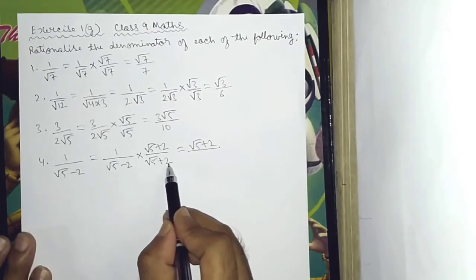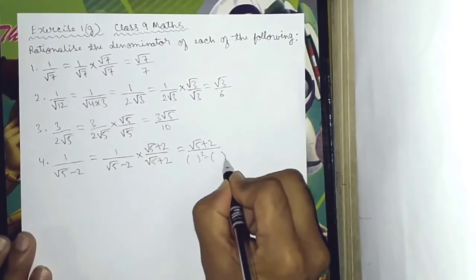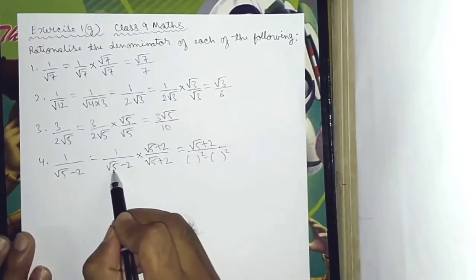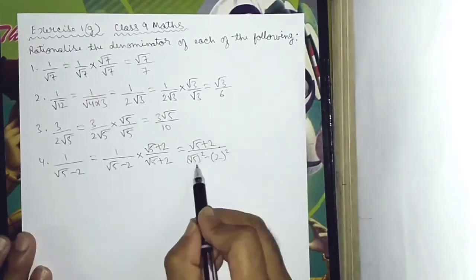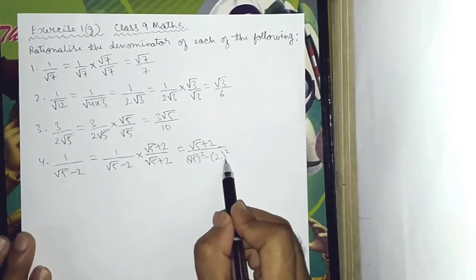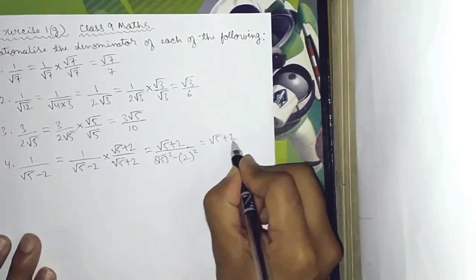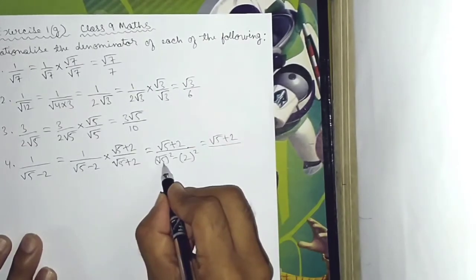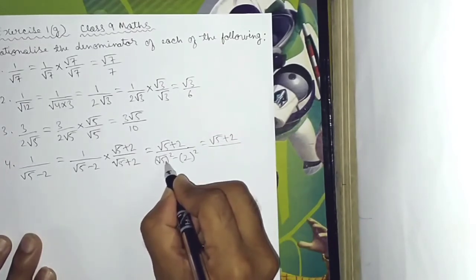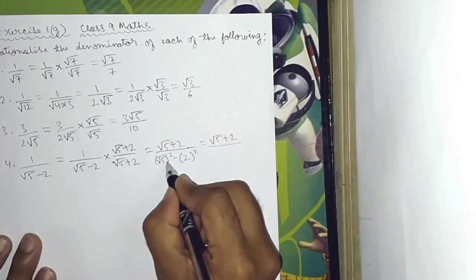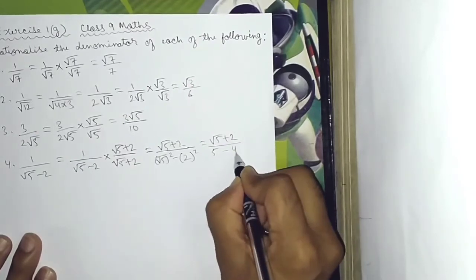A minus b into a plus b. In the formula, this becomes a square minus b square. So here a is root 5 and b is 2. a square minus b square gives root 5 square minus 2 square. This equals root 5 plus 2 divided by root 5 square, which is 5, minus 2 squared, which is 4.